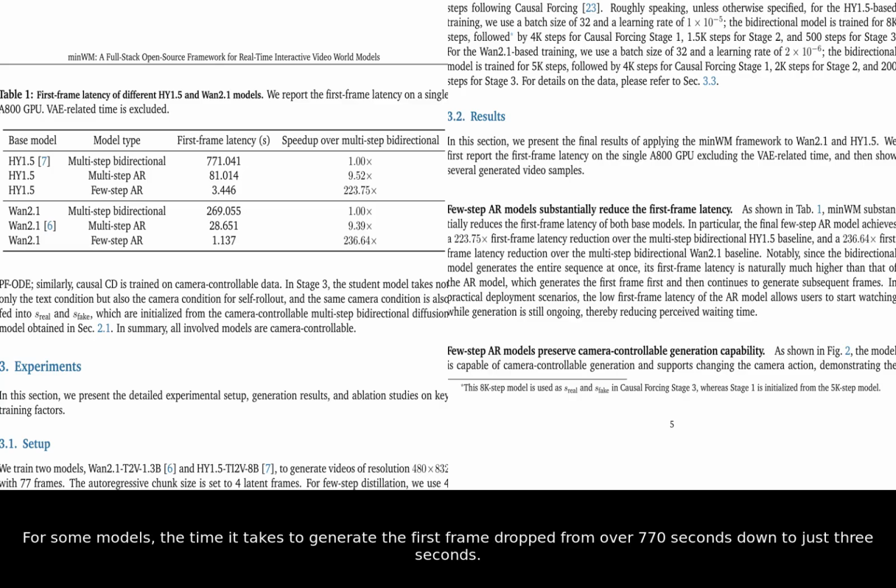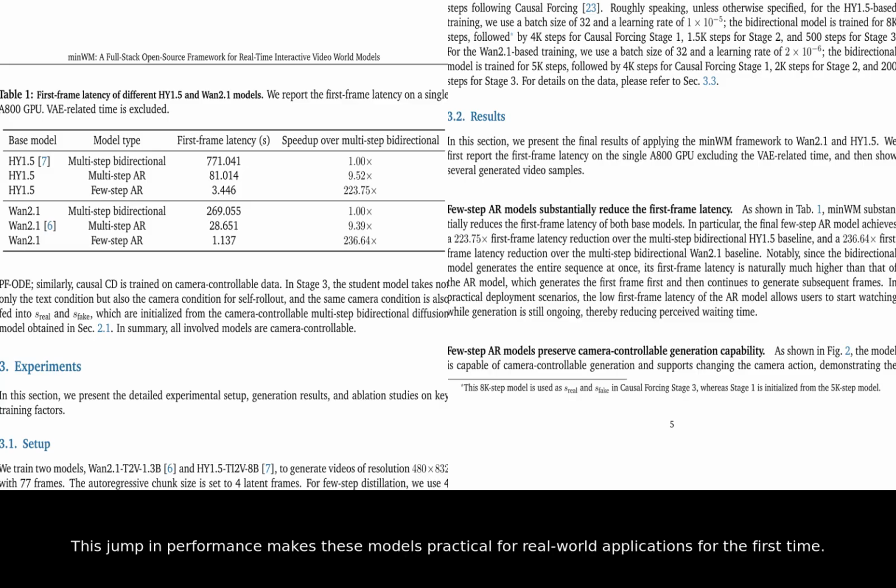The results are clearly visible in Table 1, where the speed improvements are truly staggering. For some models, the time it takes to generate the first frame dropped from over 770 seconds down to just 3 seconds. That is a speedup of over 223 times, which is the difference between waiting forever and having a real-time experience. This jump in performance makes these models practical for real-world applications for the first time.